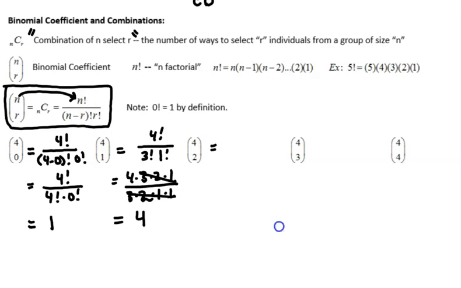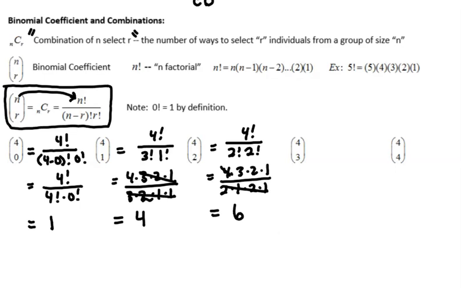4 select 2. This one's the most interesting of the ones we have, although none of these are terribly interesting because they're kind of small numbers. So this is 4 factorial over 4 minus 2 factorial times 2 factorial, or 4 times 3 times 2 times 1 over 2 times 1 times 2 times 1. Clearly I don't really need to write all the 1s in there, so feel free to leave them out if you want to. Notice the whole denominator multiplies to give me 4. So this just gives me 6, which is, of course, what I knew it was supposed to be.